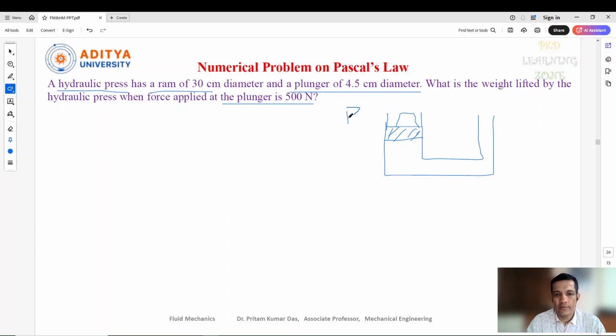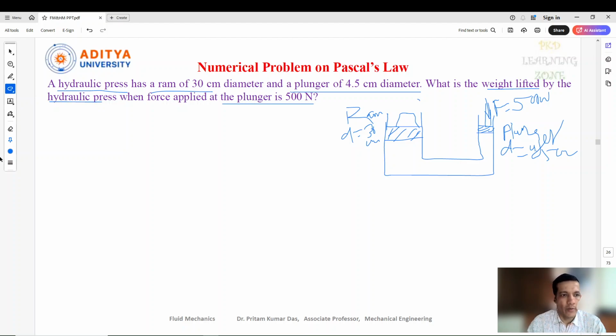this is the ram side, where the diameter is given as 30 centimeter, and this is the plunger side, and here there is a weight, or you can say the force applied here, that is 500 Newton. Okay, this is the plunger and this is the ram, and here the diameter is less, 4.5 centimeter, and we need to calculate the weight lifted by the hydraulic press. So let's solve this one now.